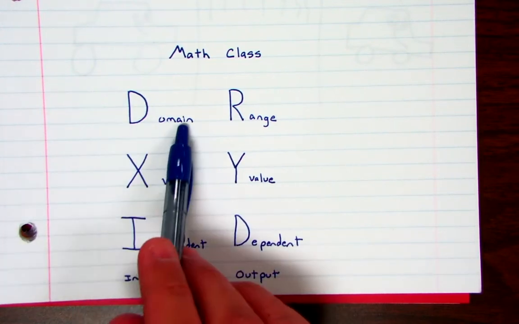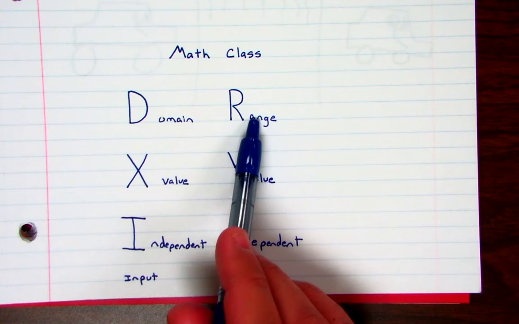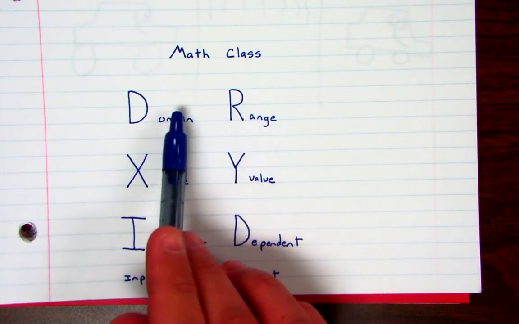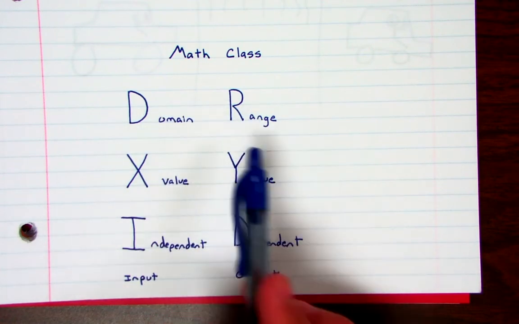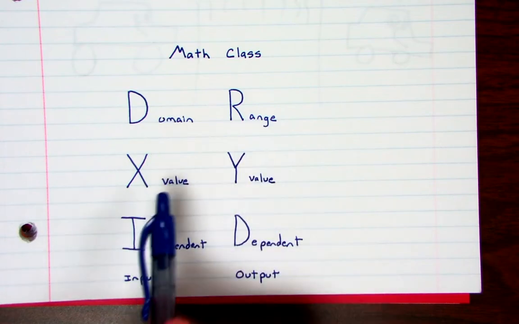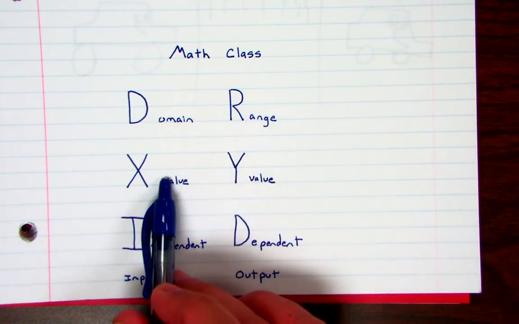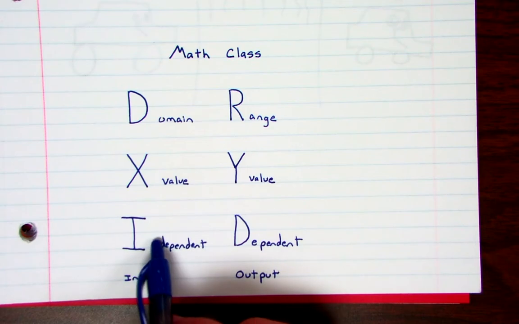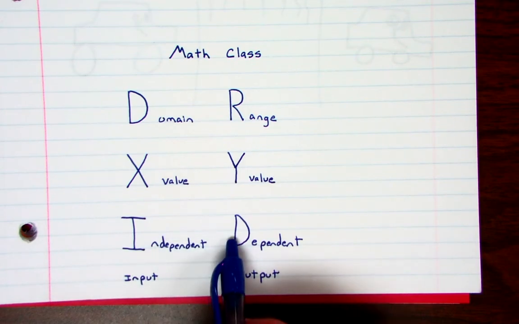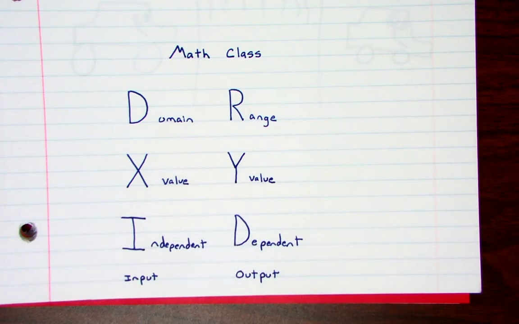So the D stands for your domain. The R is your range. You're not going to really need that too much here in 6th grade, but you will in 7th and 8th grade, so at least I'm going to show it to you now. The X is your X value. The Y is your Y value. The I stands for independent. D is for dependent. And then in small little words, this is your input, and this will be your output.